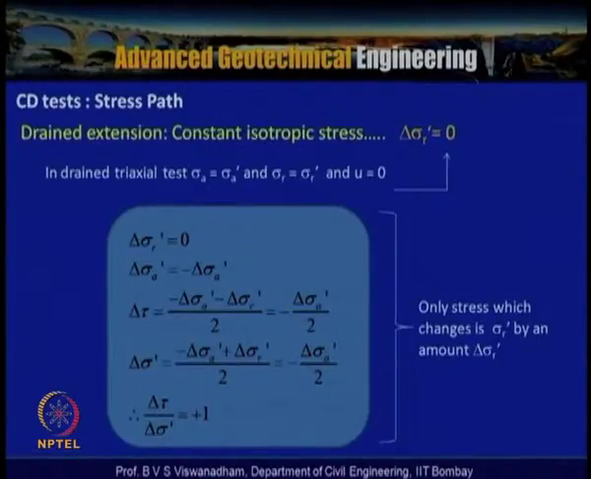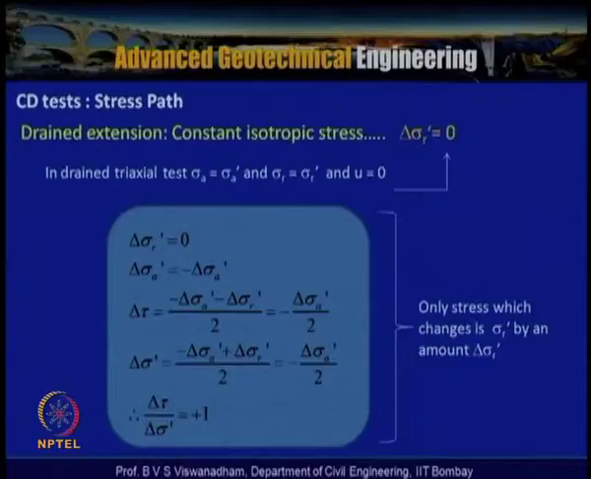Now drained extension, with constant isotropic stress where delta sigma r dash is equal to 0, means that in the drained triaxial test sigma a is equal to sigma a dash, sigma r is equal to sigma r dash and u is equal to 0. So here the only stress which changes is sigma r dash by an amount delta sigma r dash.